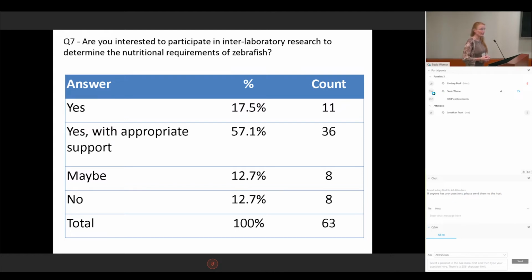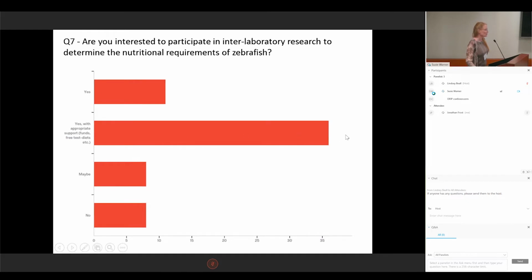We finished off again by looking at interest in participation in intra-laboratory research. And this slide was looking at the desire to determine the nutritional requirements. And the majority, again, putting it in graph form, the majority was strongly in favor. We've got over half of our respondents there. And if you include the agree with support and maybe, we're looking at 87% of our respondents were interested, but the majority of them would require support, whether that was in funds or free test diets to test. But there's a lot of interest there.